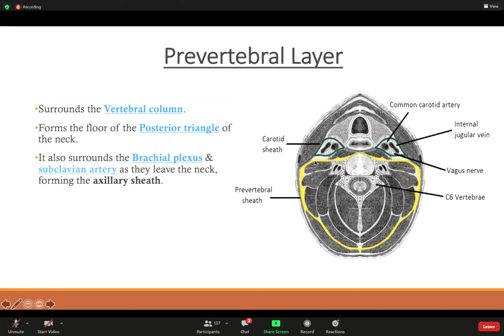There are other important structures found in this region. You'll see that there is the brachial plexus and the subclavian artery, and when they go out of the neck, they emerge as the axillary sheath. I'm sure you remember the axillary sheath from when you took MSK, where we were studying the upper limb innervations. So this is the prevertebral layer.